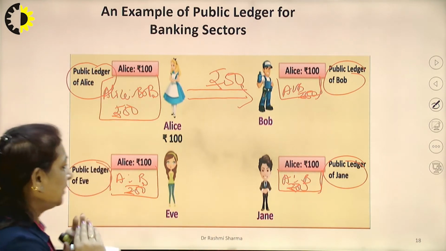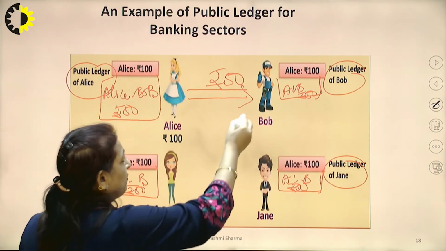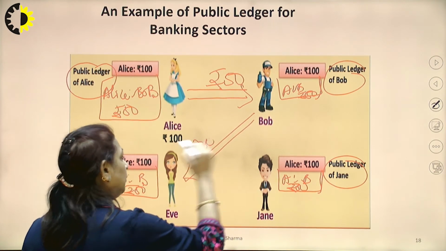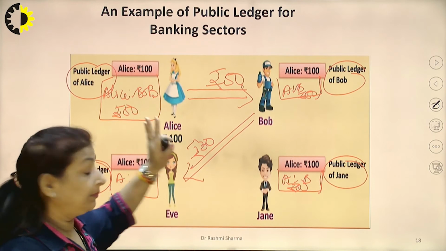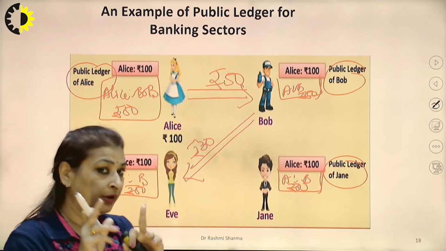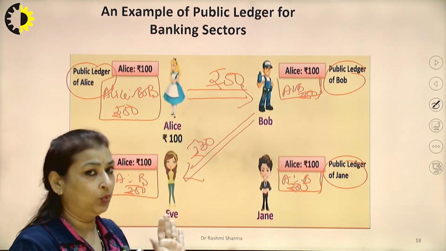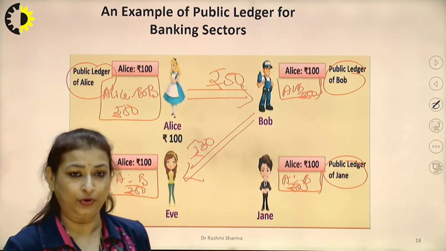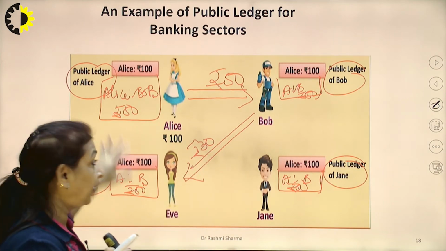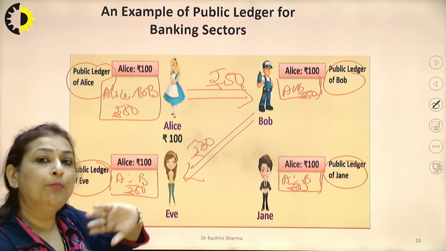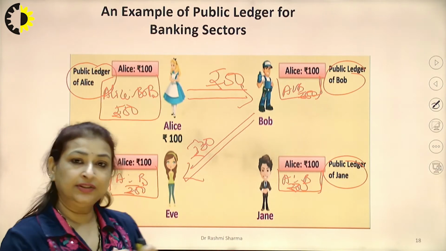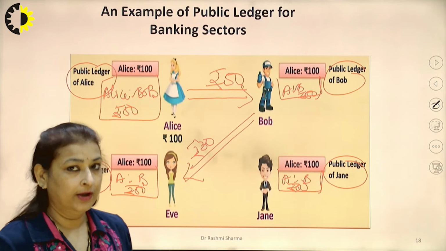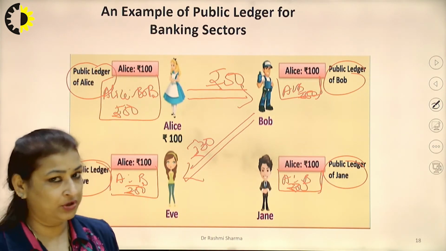Now, if I say that Bob wants to transfer rupees 30 to Eve: previously there was no information about Bob's money, but now I know that Alice has transferred 50 rupees to Bob. So now Bob has 50 rupees. Everybody in this blockchain knows that Bob has rupees 50, which he can give to anybody if he wants. So he wants to transfer rupees 30 to Eve. This transaction becomes valid because Bob has 50 rupees.